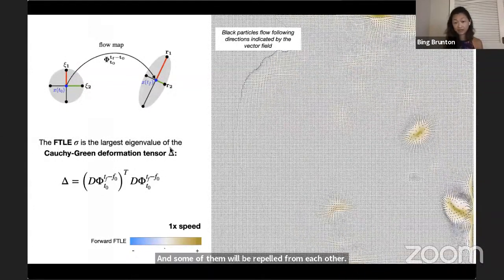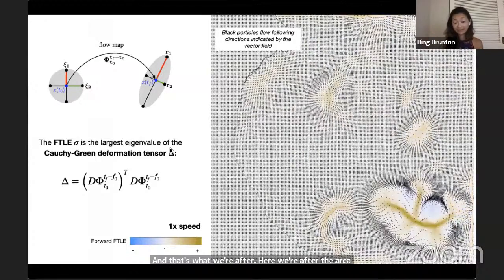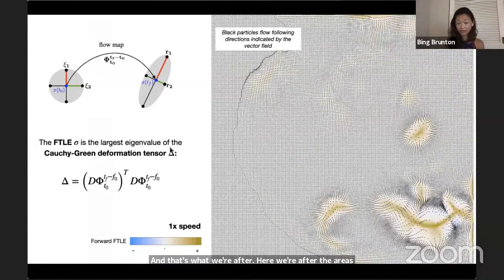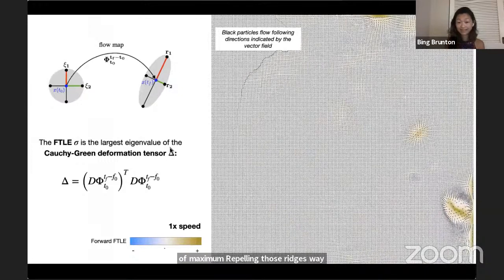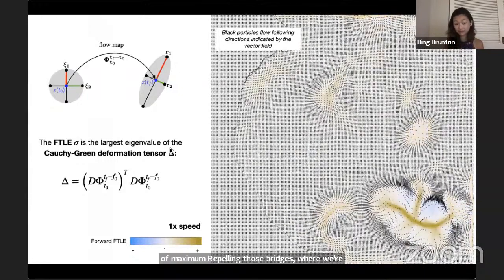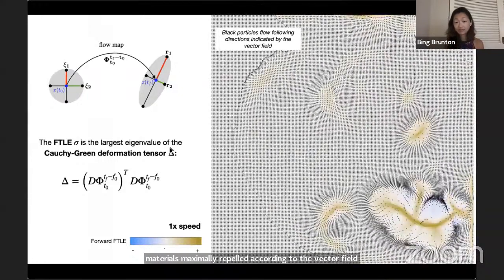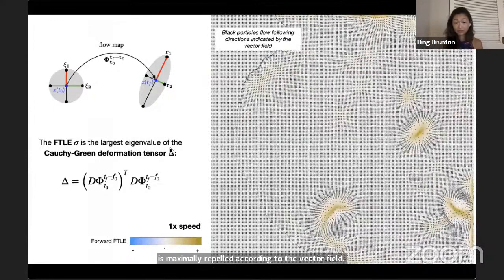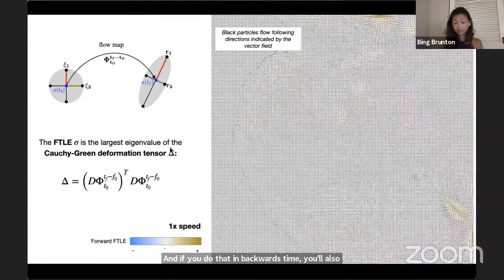We're after the areas of maximum repelling, those ridges where material is maximally repelled according to the vector field. And if you do that in backwards time, you'll also get areas of accumulation.